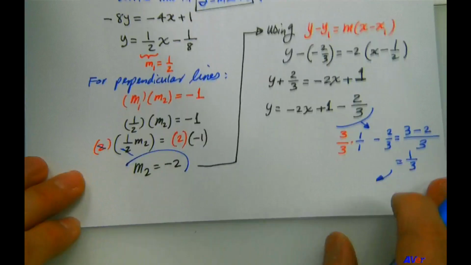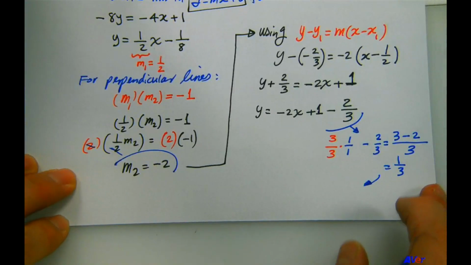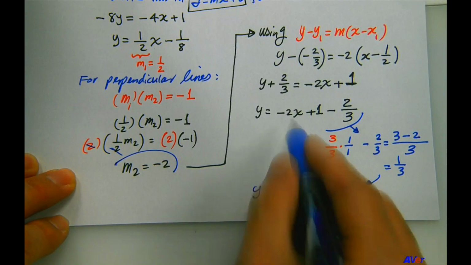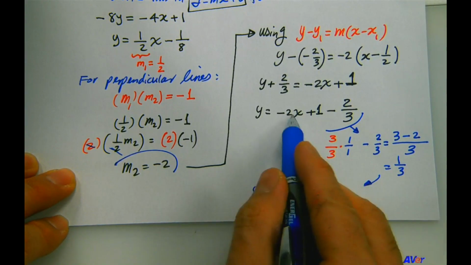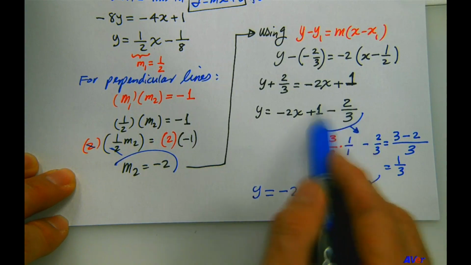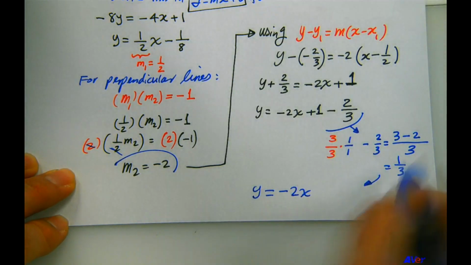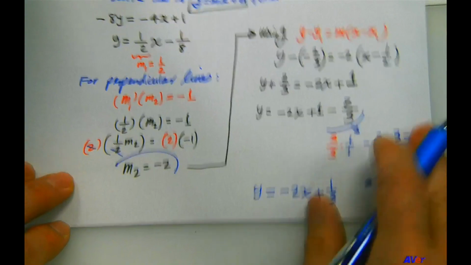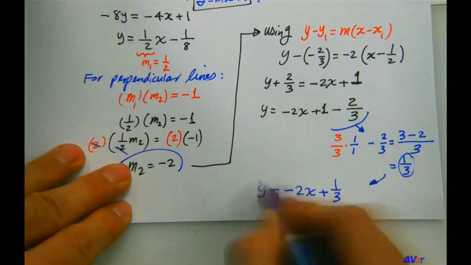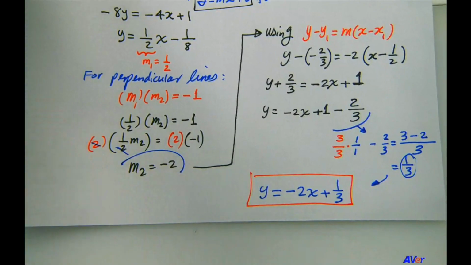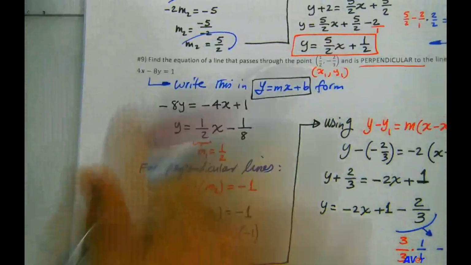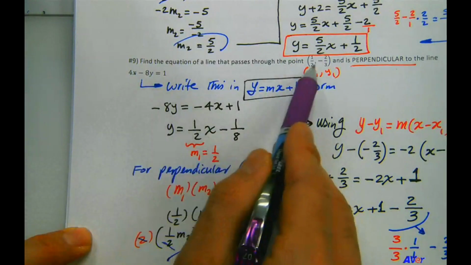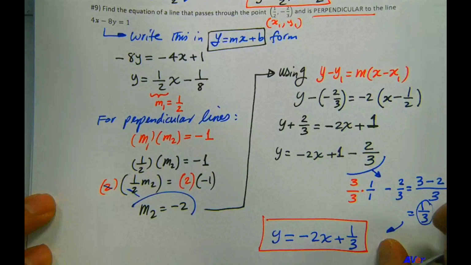The final equation of the perpendicular line is y equals minus 2x. We just subtracted 1 minus 2/3. We got 1/3. Plus 1/3. So this equation is perpendicular to this equation, and it passes through that point. Okay? Like that.